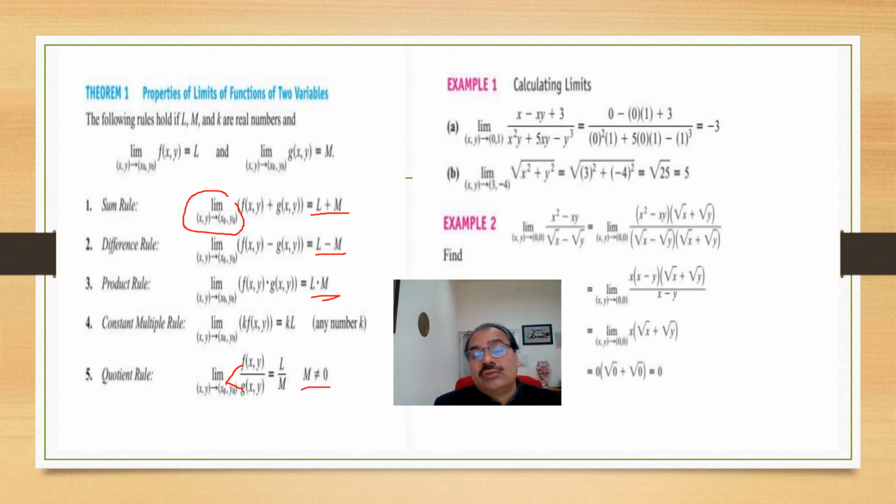So you may calculate the limit of these two-variable functions. Limit as x, y tends to 0, 1 of x minus xy plus 3 divided by x square plus y plus 5xy minus y cube. You just look: x, y tends to 0 and 1, so x is 0 and y is 1. You put in 0 and 1, and you will get minus 3. Similarly here, x is 3 and y is minus 4, then you will get 5. So this is quite simple. Don't hesitate, do some practice for two variables also. Limit as x, y tends to 0, 0 of x square minus xy divided by root x minus root y, this way you will get 0.